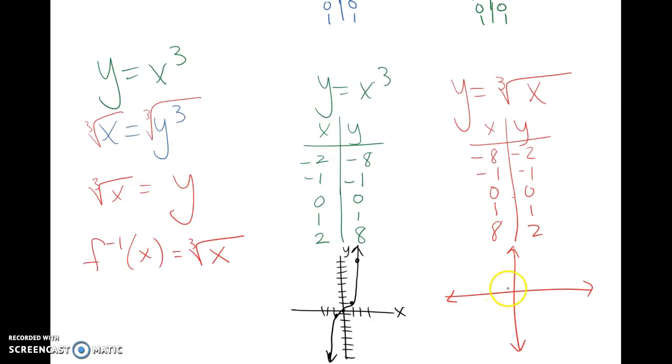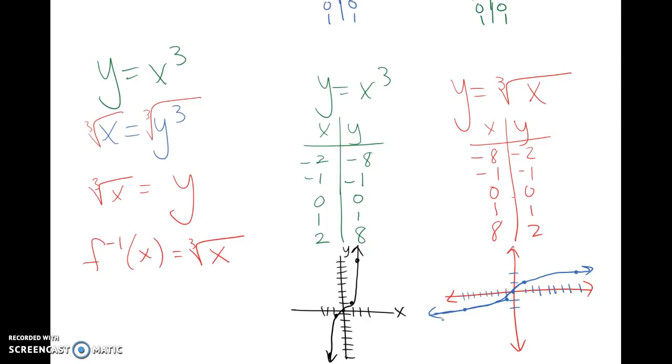So I have the points (-8, -2), (-1, -1), (0, 0), (1, 1), and (8, 2). So if I draw this, here's what I'm looking at.